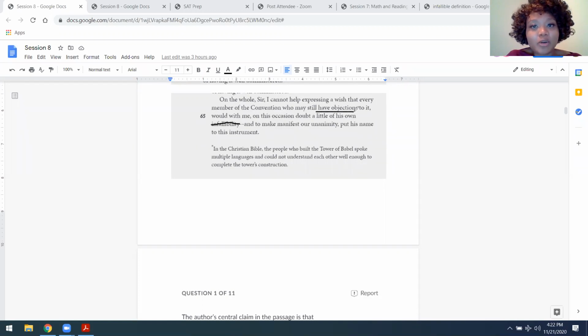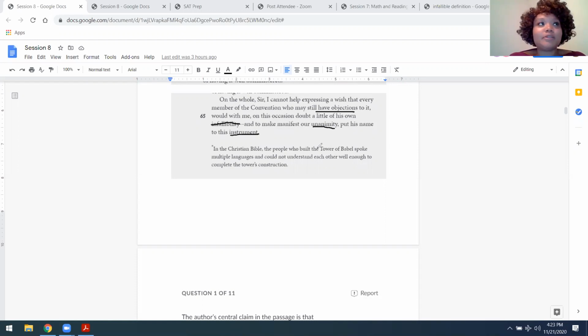So here we have objections. We know that the Constitution is imperfect. He's talking about people who still have objections to it. He says, would with me on this occasion doubt a little of his own infallibility. Well, let's pretend we don't know what that means. And to make manifest our unanimity. Well, we know unanimity means unanimous, but let's say we didn't. Let's ignore that. Let's say all the words we're sure of are put his name to this instrument. So if someone's putting their name to something, this instrument, okay, what instrument? We're talking about the Constitution.